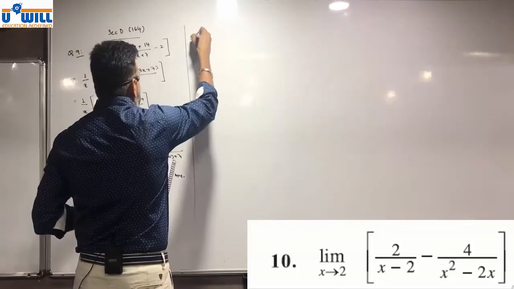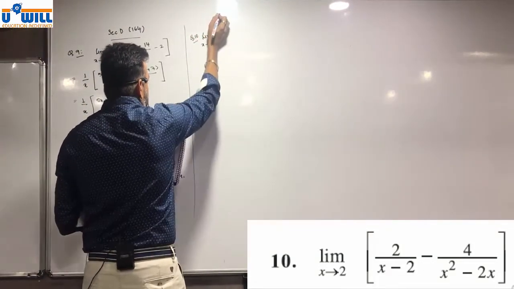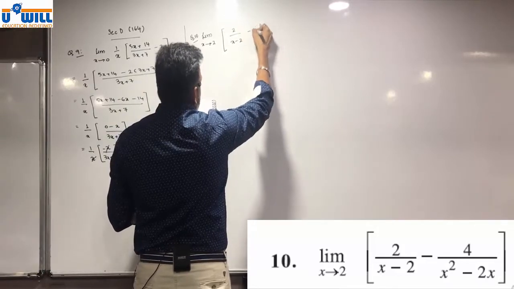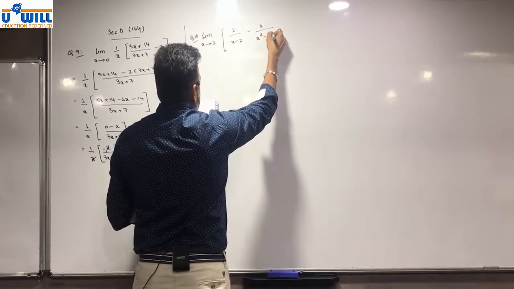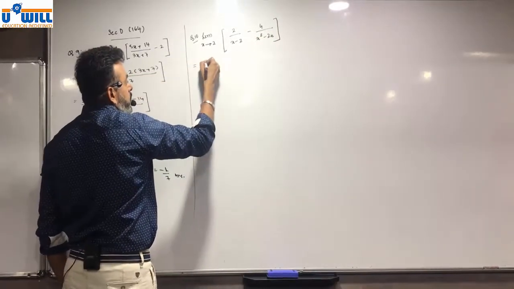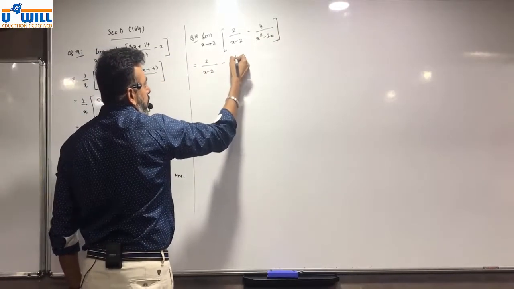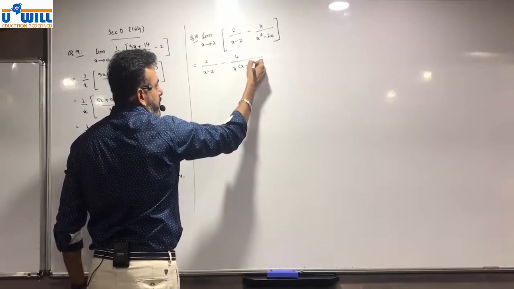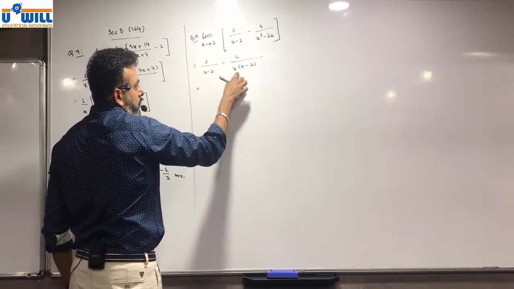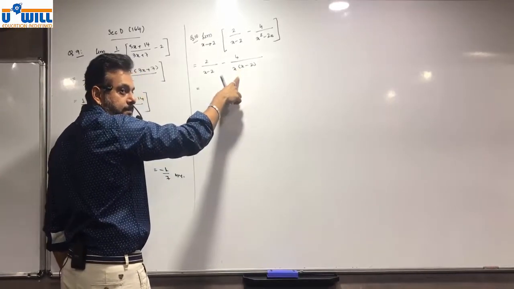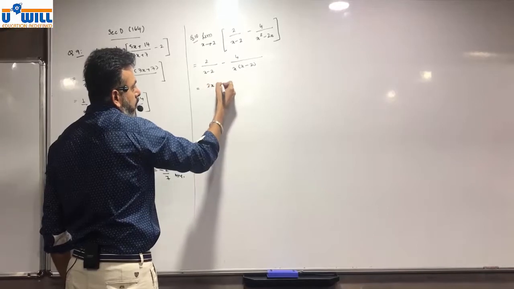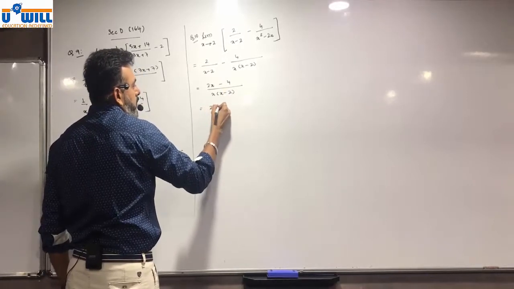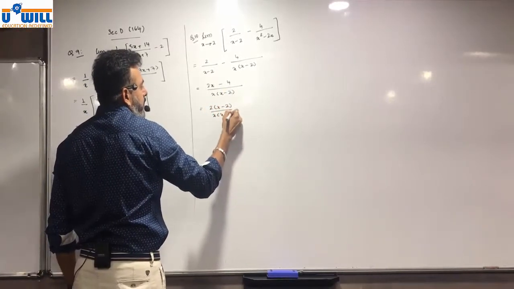Answer. Question 10. Limit x approaches 2, upon x minus 2 minus 4 upon x square minus 2x is equal to 2 upon x minus 2 minus 4 upon x common, x minus 2, which is equal to, now we will take x into x minus 2 as the LCM and multiply over here, so this will become 2x minus 4 upon x minus 2, which is equal to 2 times x minus 2 upon x minus 2.